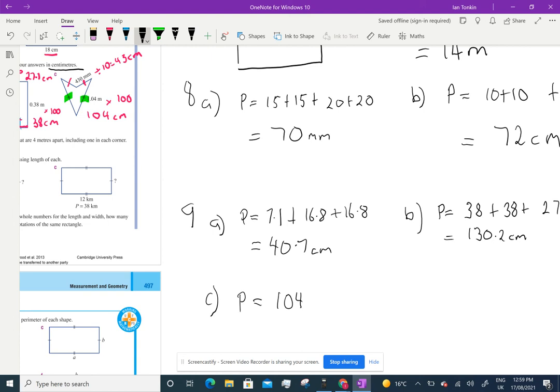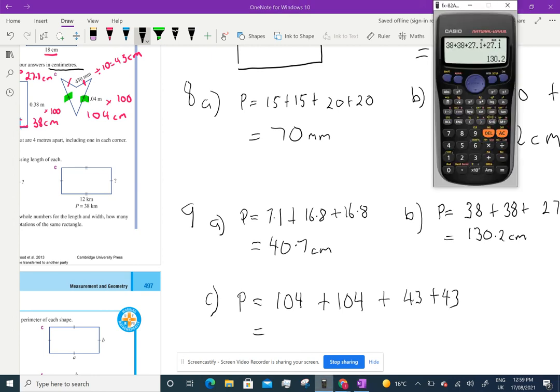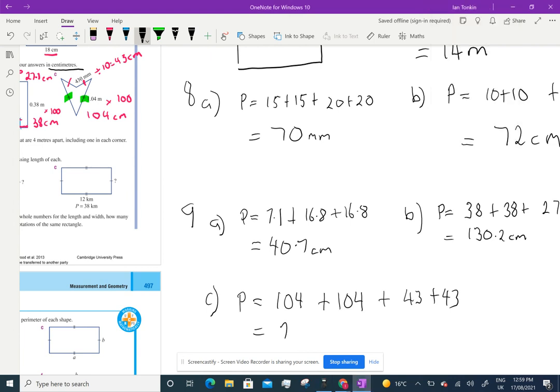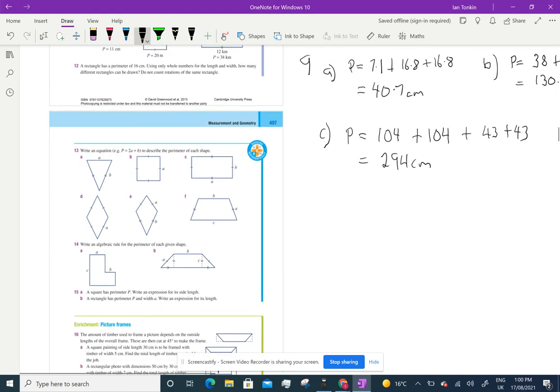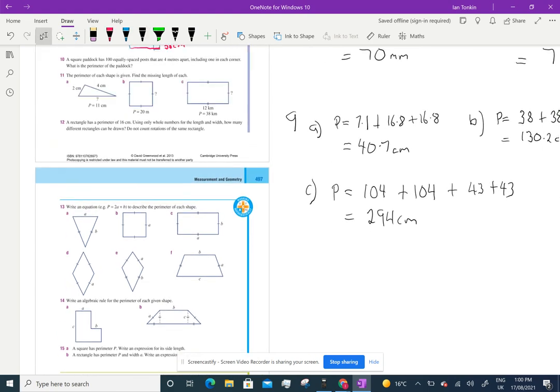See how I've got that 104 written there? Plus 104, because there's two of them, plus 43, it's up the top, plus 43. Again, I'm going to use my calculator. 104 plus 104 plus 43 plus 43, and 294 centimetres. Okay, if you got that far, that's good enough for me. You can stop there, but if you want a bit of a challenge, let's go and have a look at 11 and 12.